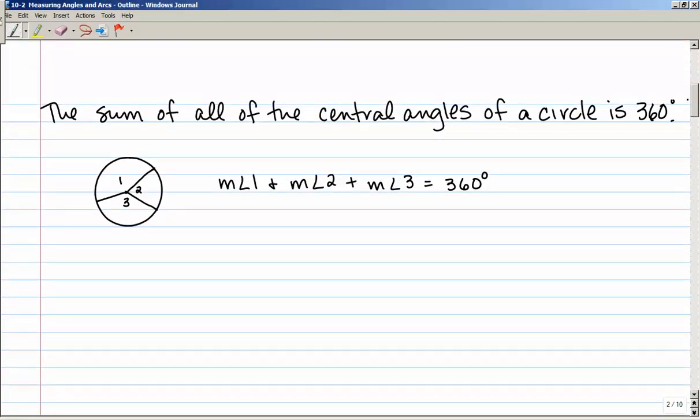The sum of all of the central angles of a circle is 360 degrees. And you may be aware of this from pre-algebra or previous math classes. All of the angles in a circle will add up to 360 degrees. So the measure of angle 1 plus the measure of angle 2 plus the measure of angle 3 equals 360.